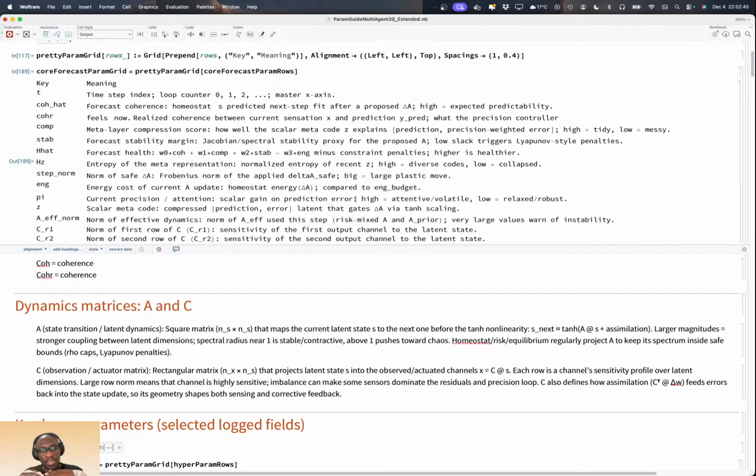To make it simpler, if you look at prediction errors, the system gets prediction errors back into it through compression. It compresses the data it receives, and then focuses on those prediction errors and feeds them back. So this pi measures how much it focuses on prediction errors. If it's high, then it's attentive or volatile. If it's low, it's relaxed, or call it robust.